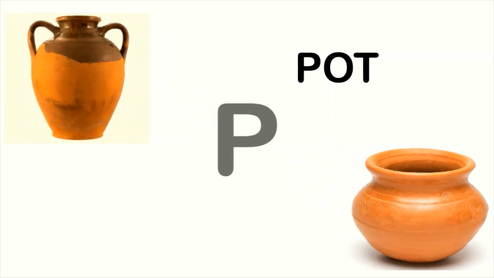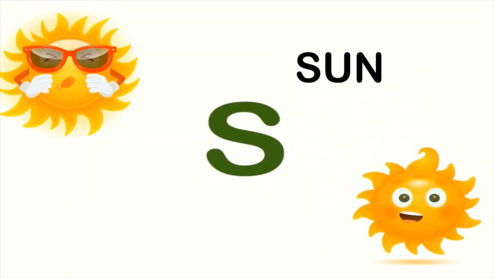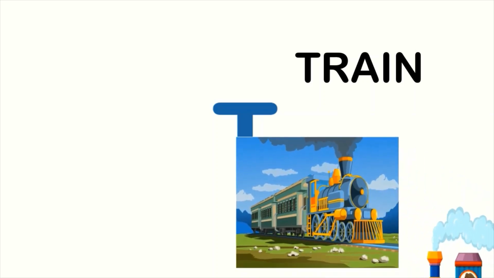P. P for pot. Q. Q for quill. Quack, quack, quill. R. R for rabbit. S. S for sun. T. T for train.